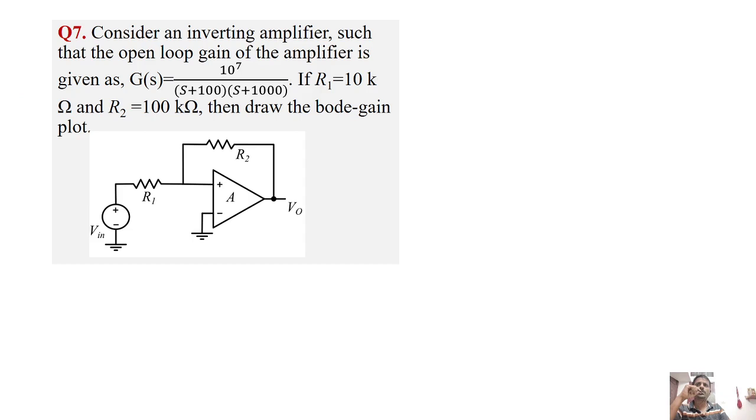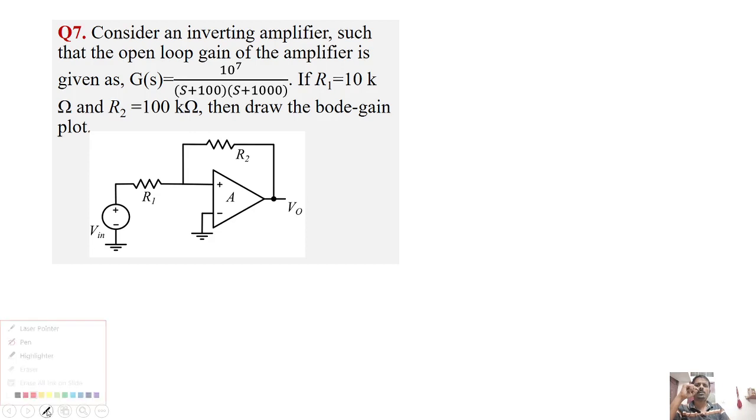So coming to the seventh question. The seventh question is, consider an inverting amplifier such that the open loop gain of the amplifier is given as g of s equal to 10 power 7 by s plus 100 into s plus 1000. So this is the open loop gain of the inverting amplifier. If R1 equal to 10k and R2 equal to 100k, then draw the Bode plot. So that is the question they have given.